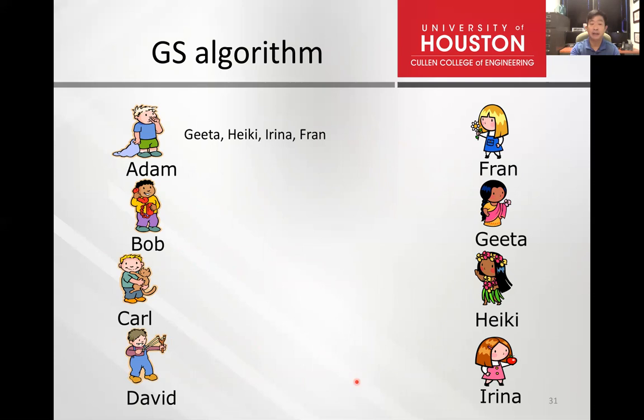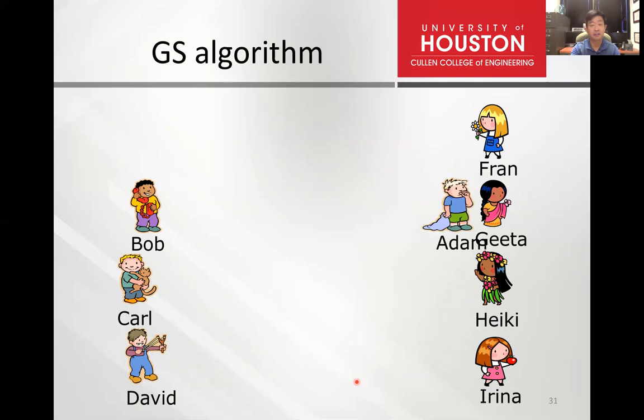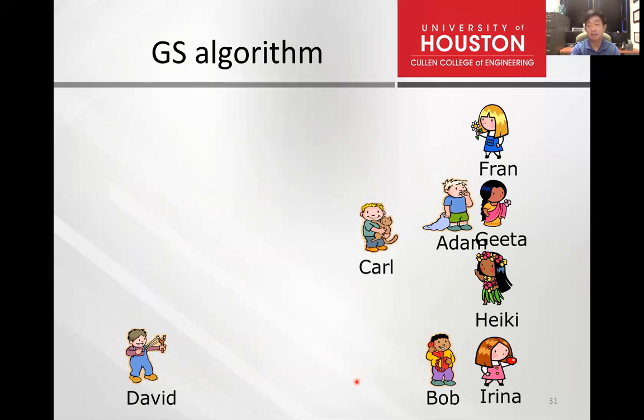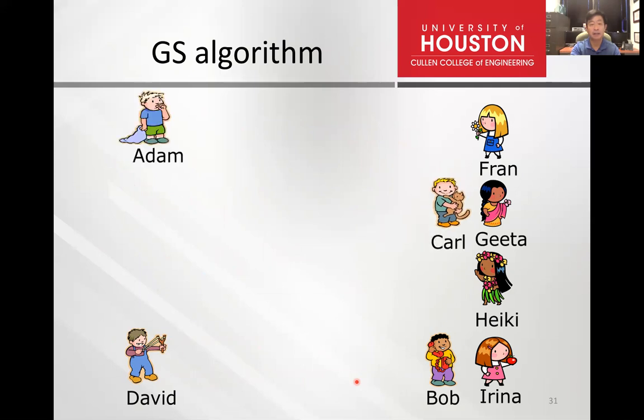This is Adam's preference list. He prefers Gita better than Hierarchy, better than Irina, better than Fran. So obviously he tries to date Gita first. And Bob likes Irina, and Cars also likes Gita. Then Gita thinks Cars is tall, handsome, and rich. So Gita dumps Adam, and Adam has to find the second on the list.